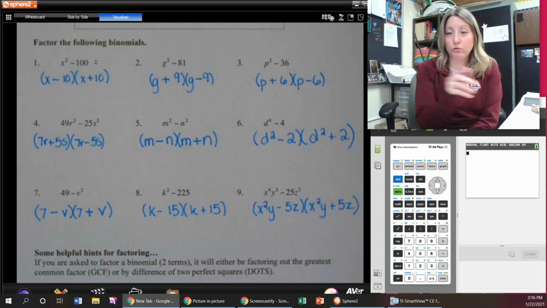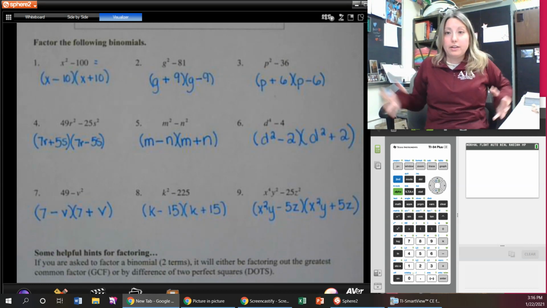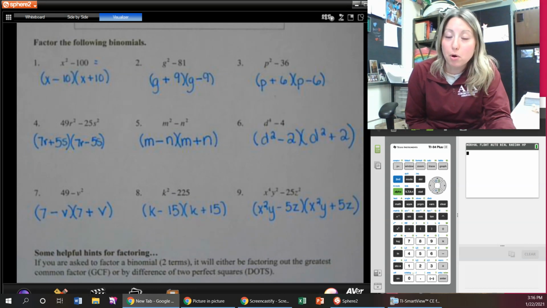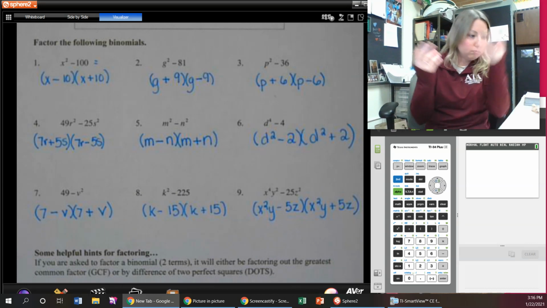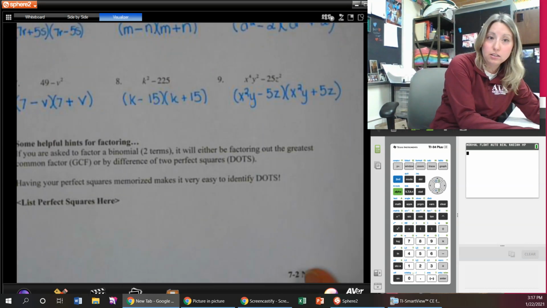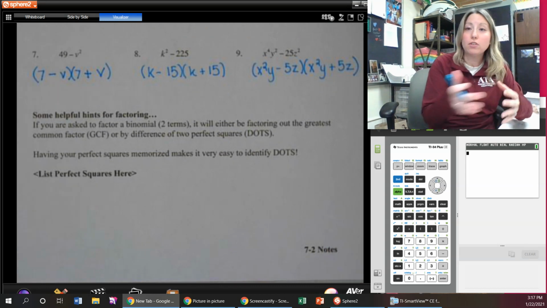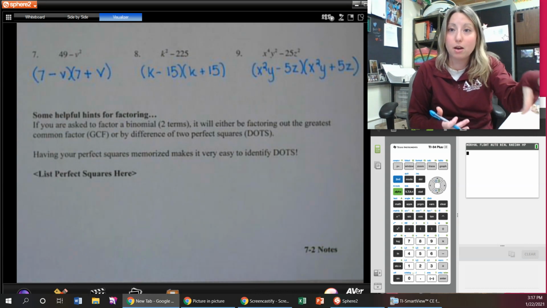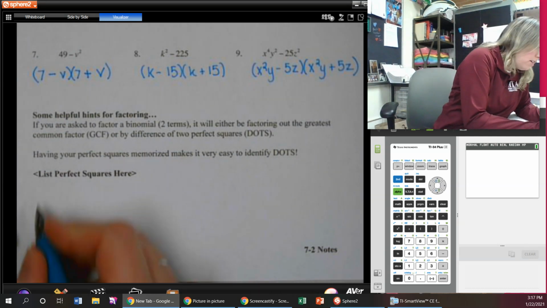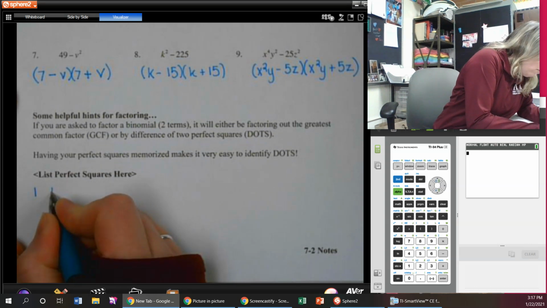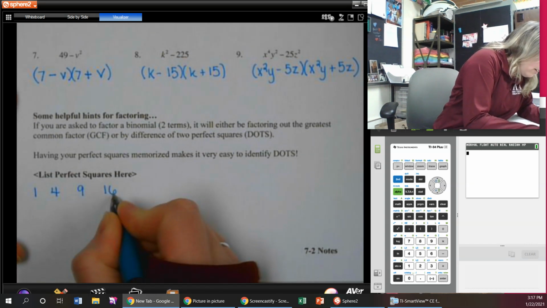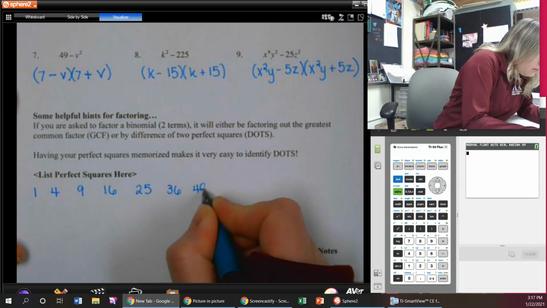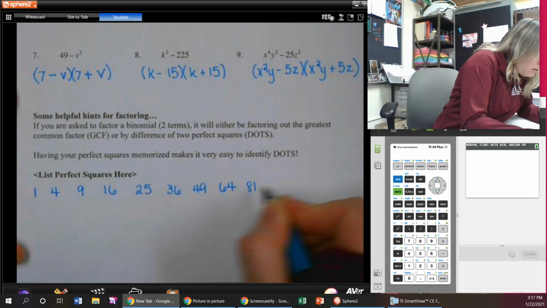Speaking of things you should practice, at the beginning of the year, I told you you had to memorize your perfect squares. I also told you that any variable that has an even exponent is considered a perfect square. It would be a great idea to make sure you have a list of perfect squares that you have memorized so you can identify them right away. Okay, so we're going to list some perfect squares right now. 1, 4, 9, 16, 25, 36, 49, 64, 81, 100.